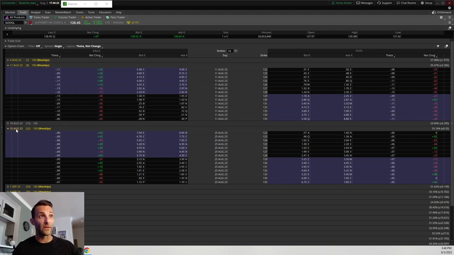And then if we compare that to August 25th, a strike price that expires a little bit farther out, we're going to look at the 130 calls. They're a little bit more expensive, $2.35 by $3.40. And the theta is minus 9 cents per day. So assuming all other factors remain the same, this option is going to lose 9 cents per day.